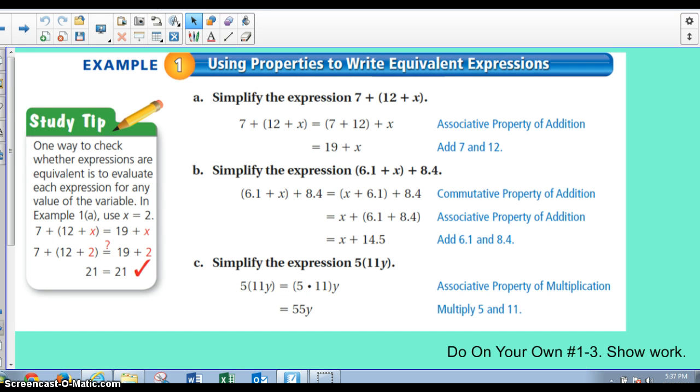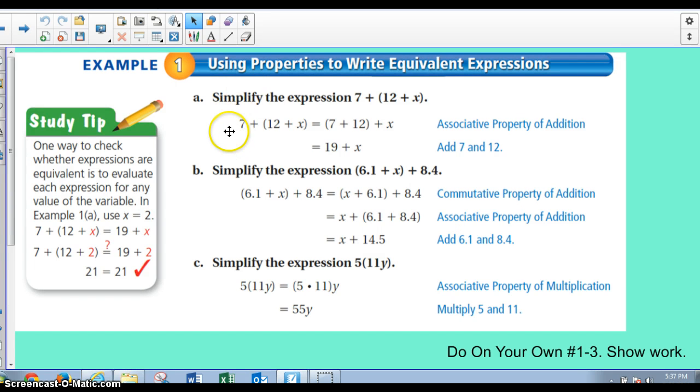Example 1. The study tip is telling us that to check our answers, put any number in for the x value, the variable. Put any number you want. Say we made this a 2. Put it in there, check it out, and see if you put a 2 here, does 2 work over there? If 2 works on both sides, then we know any number will work on both sides.